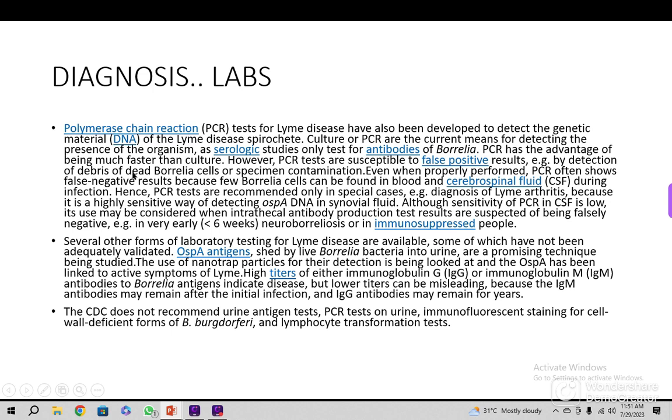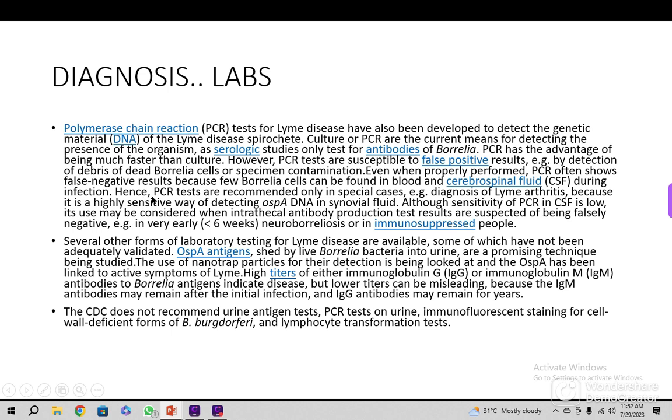Now another test which they have done is PCR, because it is the last resort, to detect the genetic material, DNA. Serological study only tests for the antibodies, but PCR has the advantage of being much faster than culture. Culture is difficult to do. However, PCR tests are susceptible to false positive results, because any spirochetal infection can cause a PCR identification very near to the Borrelia antigenic structures. That's why you have to exclude with clinical examination and the geographical area where tick bites are common.